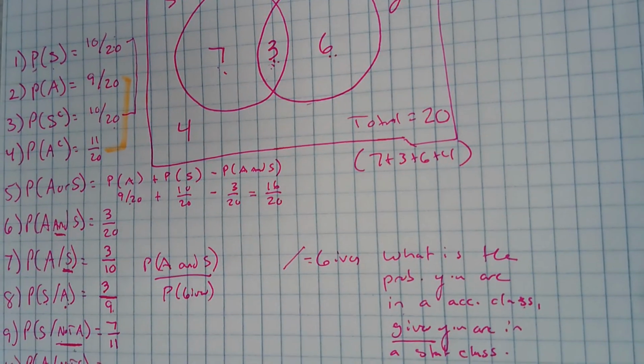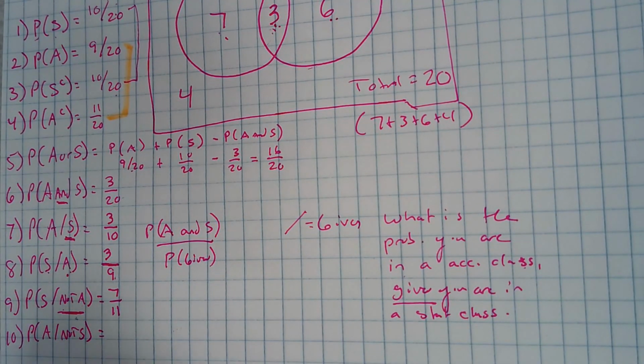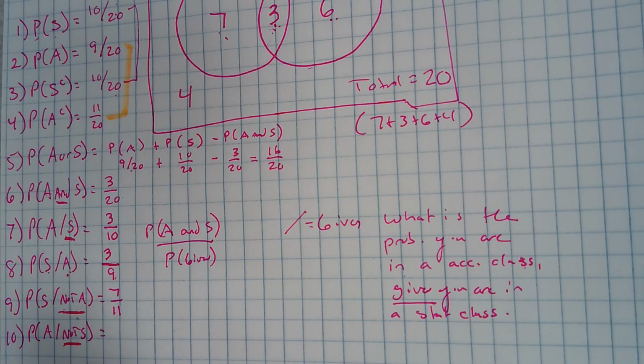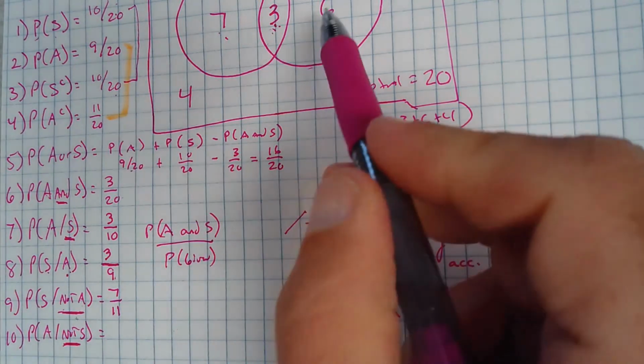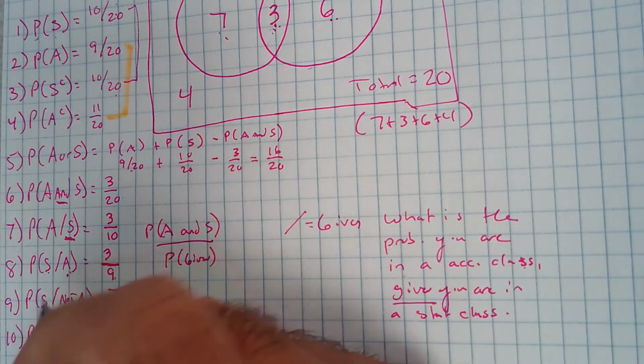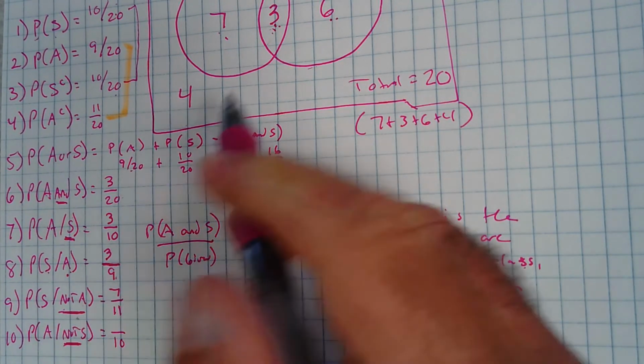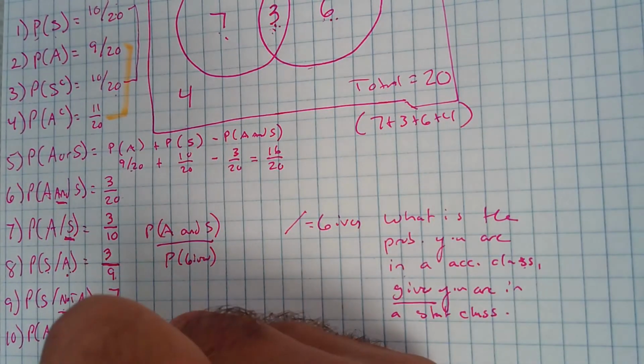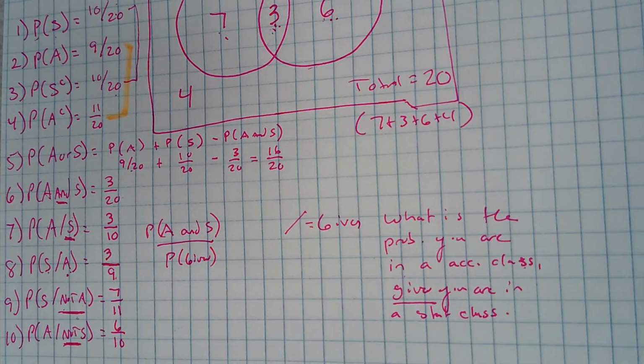And for the last one, if we flip it around, the probability you are in an accounting class given you are not in a stat class. There are 10 people who are not in a stat class, not in the stat circle. Of those 10 people, 6 of them are in an accounting class.